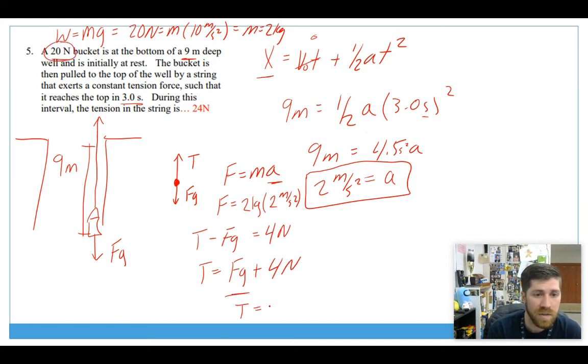So that's why the tension is actually equal to not just the weight of the bucket, which is 20, but 20 plus 4, so 24 newtons. So that's how you'd actually solve this problem. And this is a very typical force problem.